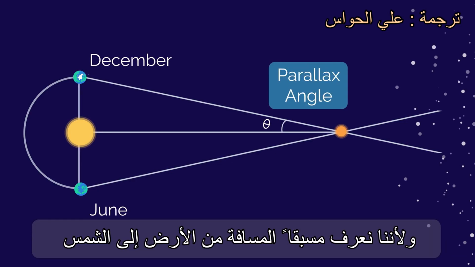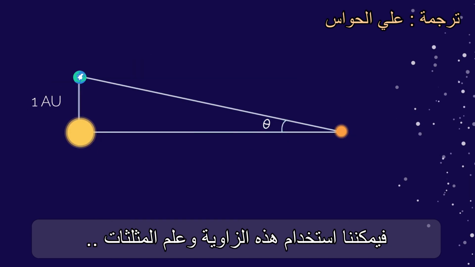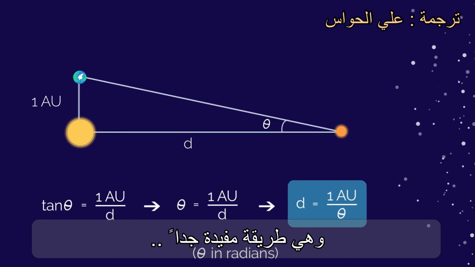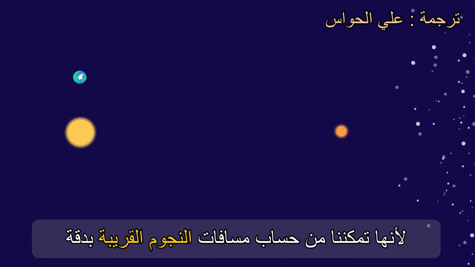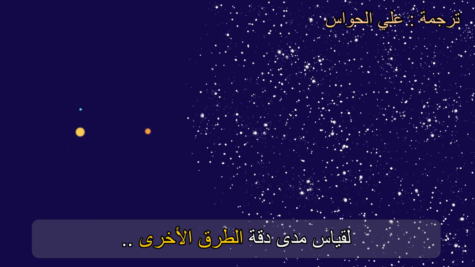Since we already know the distance from the Earth to the Sun, we can now use this parallax angle and some trigonometry to work out exactly how far away the star is. This is really useful because it allows us to calculate the distance to nearby stars very accurately. This can then be used to check the distance measured by different methods to even more distant objects out in space.